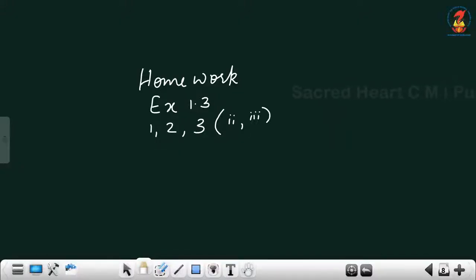So homework: exercise 1.3, first question, second question, and third question, second and third subdivisions.